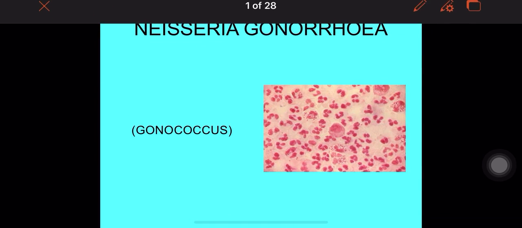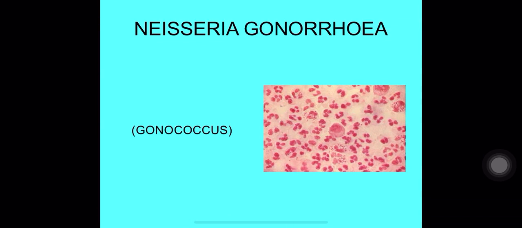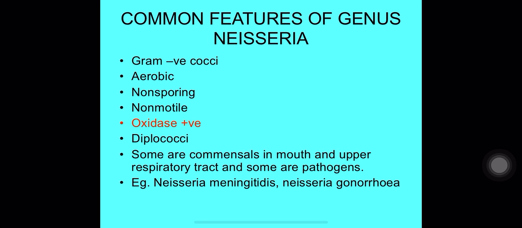Neisseria gonorrhea or Gonococcus. Gram-positive cocci include Streptococcus and pneumococcus, and gram-negative cocci include Gonococcus and meningococcus. Common features of genus Neisseria include they are gram-negative cocci, aerobes, non-sporing, non-motile, and they are oxidase positive, which is an important feature of genus Neisseria.